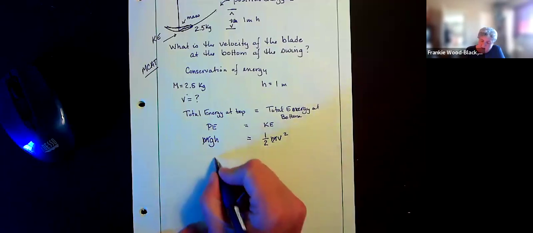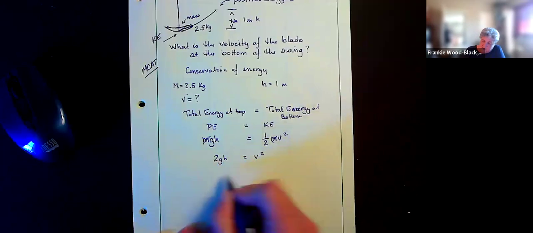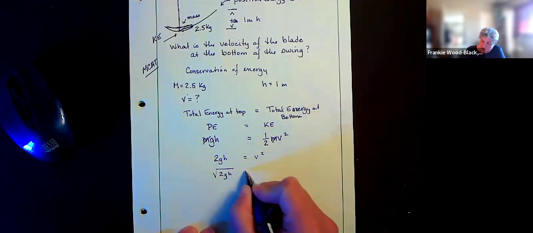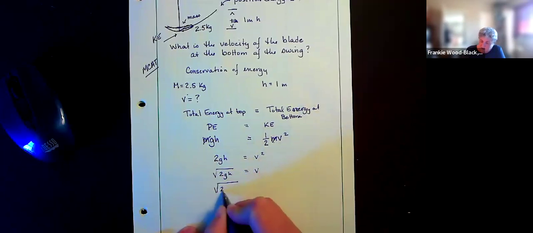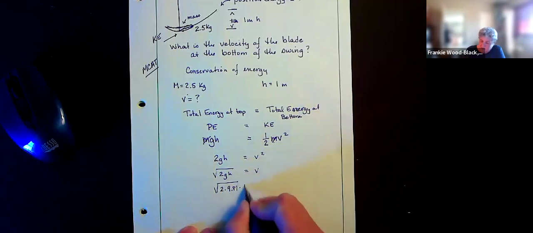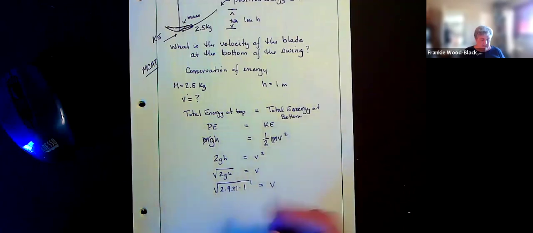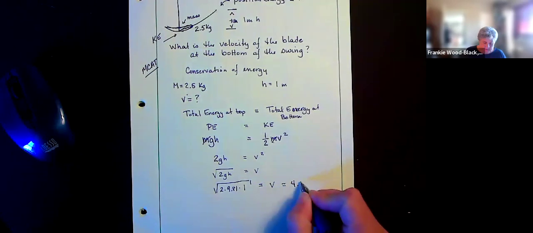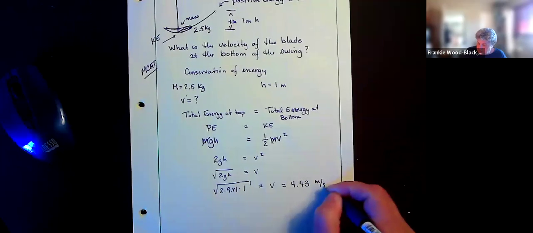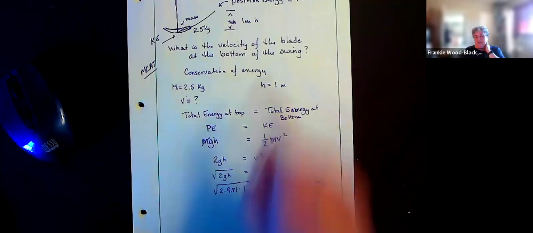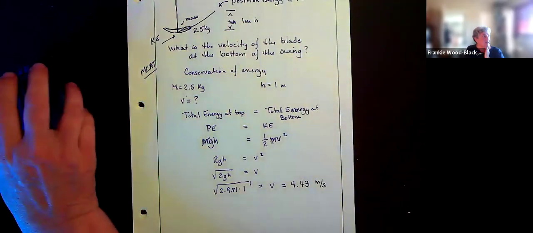But basically, I'm going to get 2gh is equal to my velocity squared. The square root of 2gh is going to equal velocity. And this will be the square root of 2 times 9.81 times 1. And that's going to give me my velocity. And so if we do that, I'm going to get 2 times 9.81, do the square root of that. And that says my velocity is going to be 4.43 meters per second. So this gets you an idea of how to play with those conservation of energy problems.